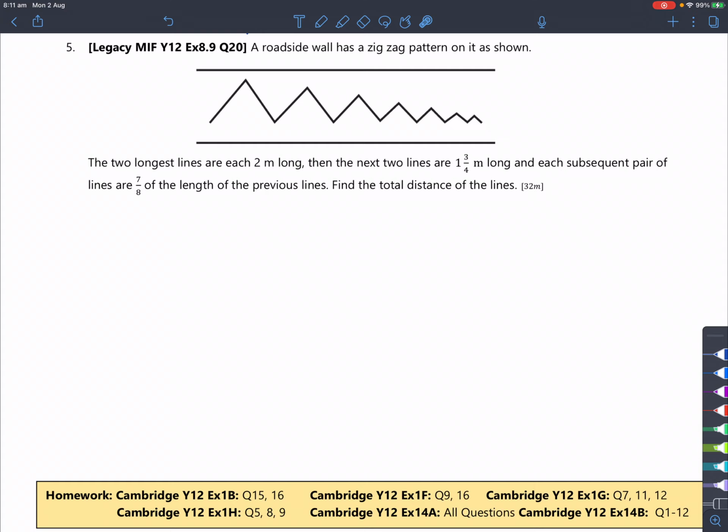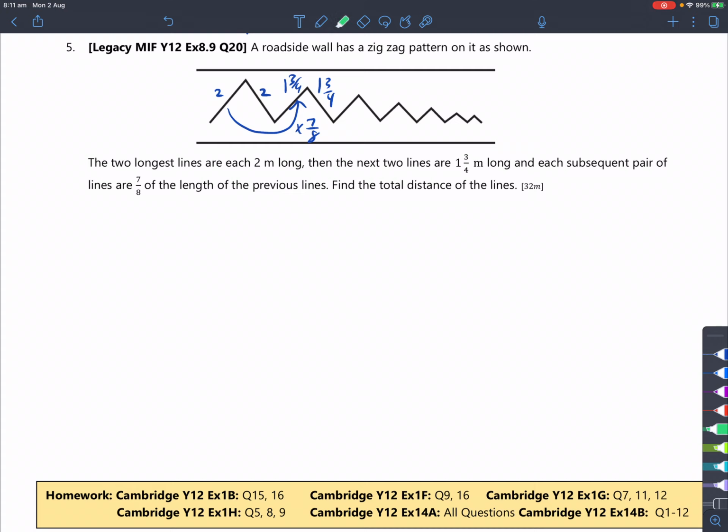the two longest lines are 2 meters long. I'm just going to write 2 here and 2 here so you can see that. Okay. The next ones are 1 3/4 long and are 7/8 of the previous lines. Okay. So these are 1 3/4. Okay, and so forth. But to get from one of these numbers to one of these numbers, you times by 7/8. Right? Okay.